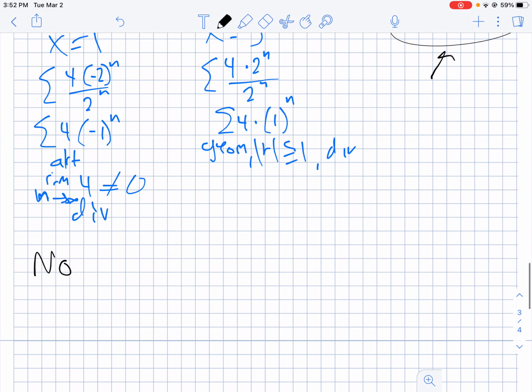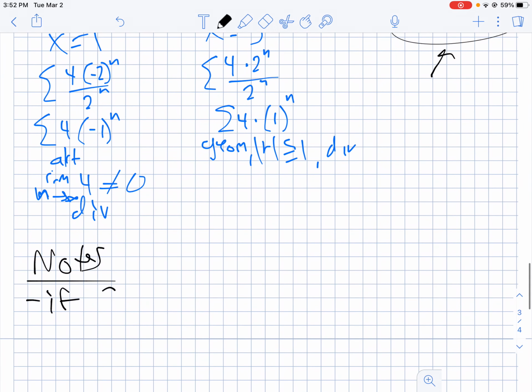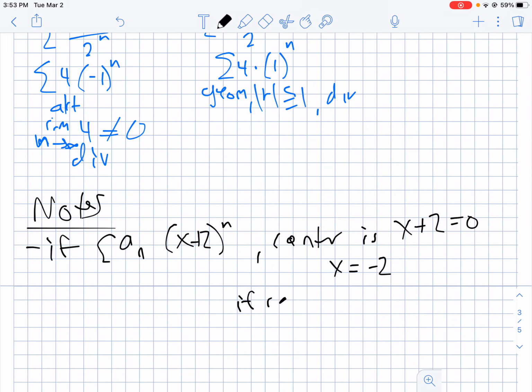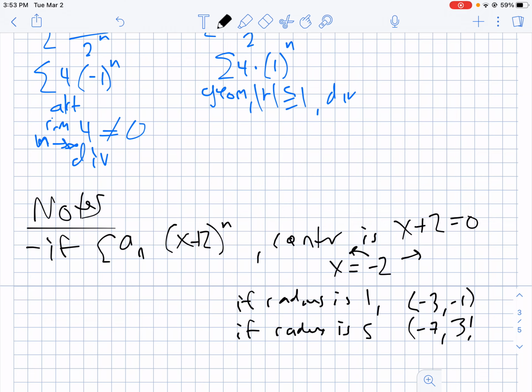Let me give you a couple other notes here. If we have the series of a sub n times x plus 2 to the n, like we just mentioned, the center is where x plus 2 equals 0, so the center is x equals negative 2. So if someone tells you my radius is equal to 1, then you go 1 in both directions, right? So you go from negative 3 to negative 1 for my interval, and then check the endpoints. If that radius is equal to 5, then you go 5 to the right, so that'd be 3, and on the left you go 5 left, so that'd be negative 7. So negative 7 to 3 would be the basis for our interval before we check the endpoints.